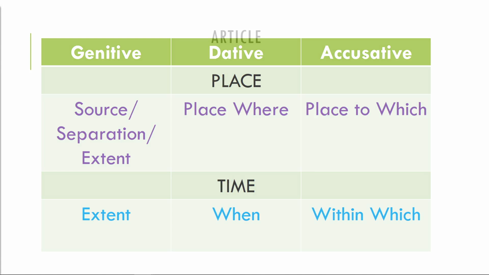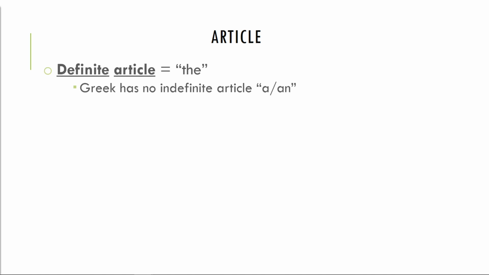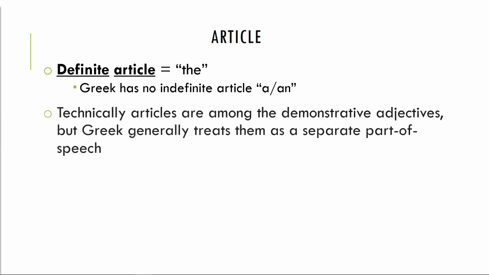Now, I want to talk also about the article, because you don't do nouns without talking about articles. By articles, I mean the word the. Greek has no indefinite article, the word a or an. You can use their word the to say a. I mean, it's not as distinguished in Greek. So if we have the man, it could be a man. And you just have to decide from the context what the best translation is.